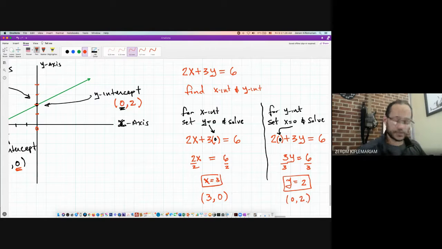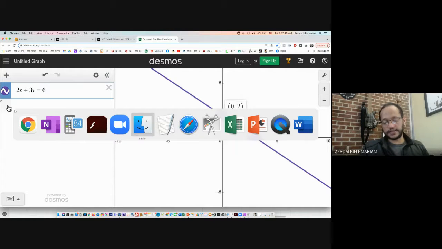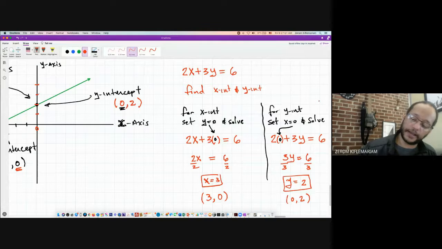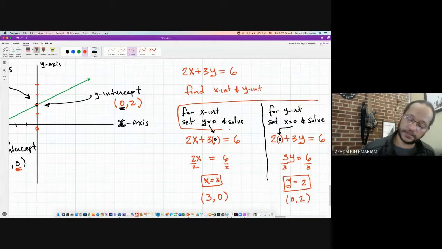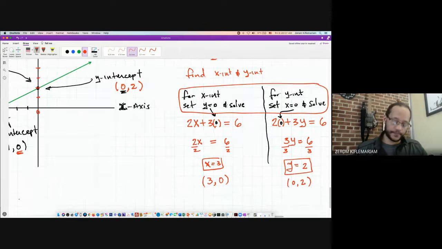Let's confirm if this is true. We have (3, 0) and (0, 2). Over here, (3, 0) was our x-intercept, and (0, 2) was our y-intercept. So with some questions, it doesn't matter how the questions are written. All we have to apply is this step. If I'm trying to find the x-intercept, I will make the y 0. If I'm trying to find the y-intercept, I will make the x 0. So it is vice versa, whatever question you are looking at.